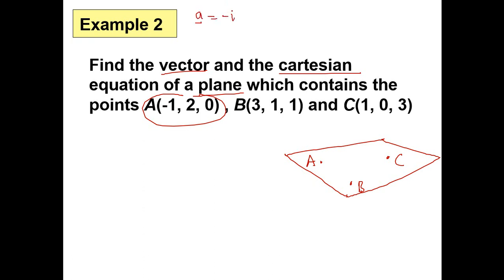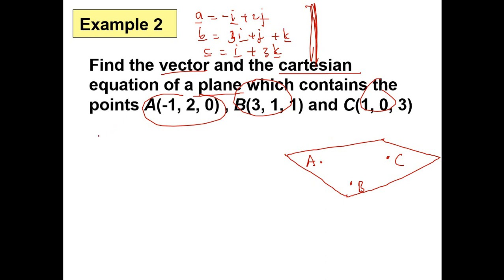Or you can change coordinate A to position vector negative i plus 2j. Vector B is 3i plus j plus k. Vector C is i plus 3k. From the given coordinates, change to what is called the position vectors OA, OB, OC. Now to find a vector equation of a plane, write down the formula. This is the formula.